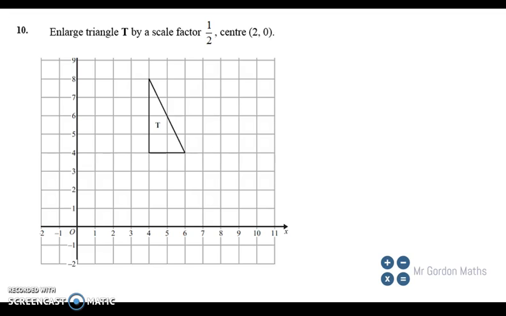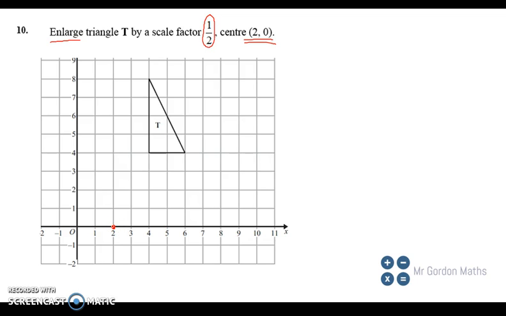Okay, question 10. Enlarge triangle T by a scale factor of 1/2 with a centre at 2, 0. So, enlargements, the scale factor is 1/2 and the centre is at 2, 0. So along the corridor, up the stairs, 2, 0 is there.